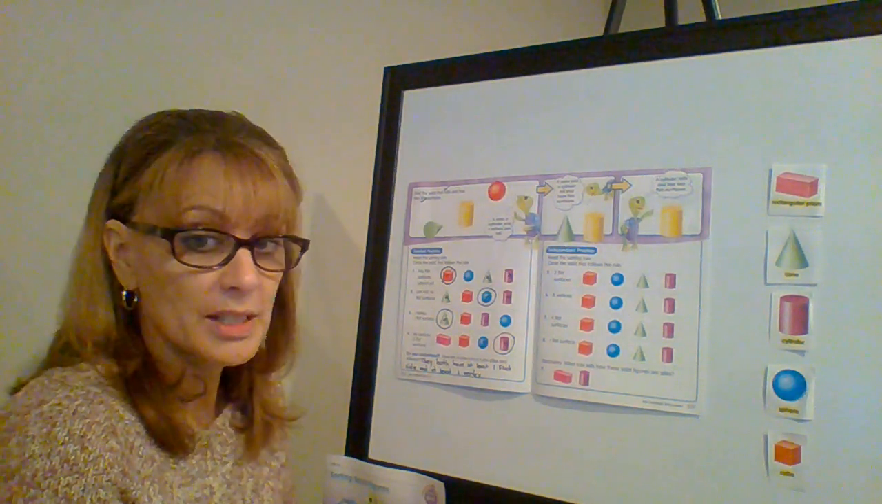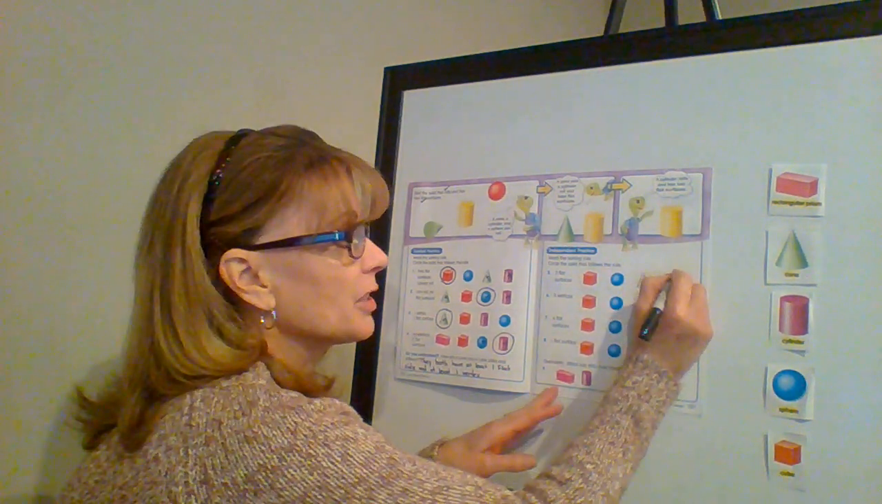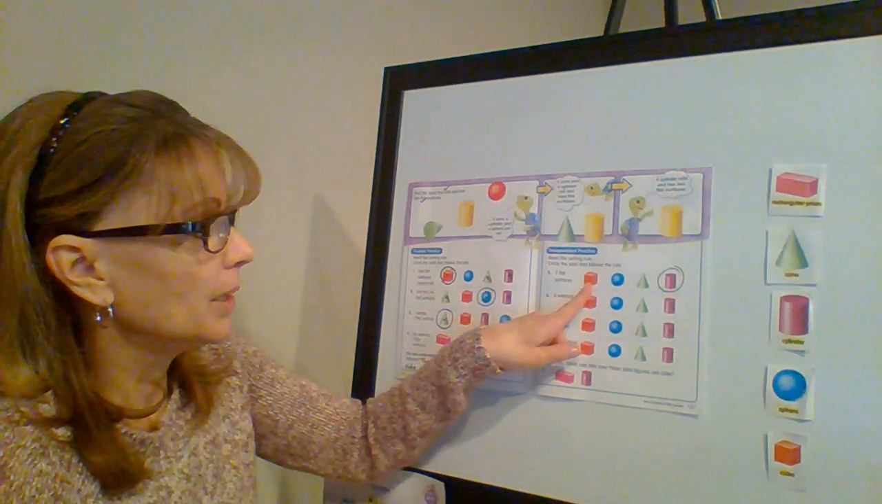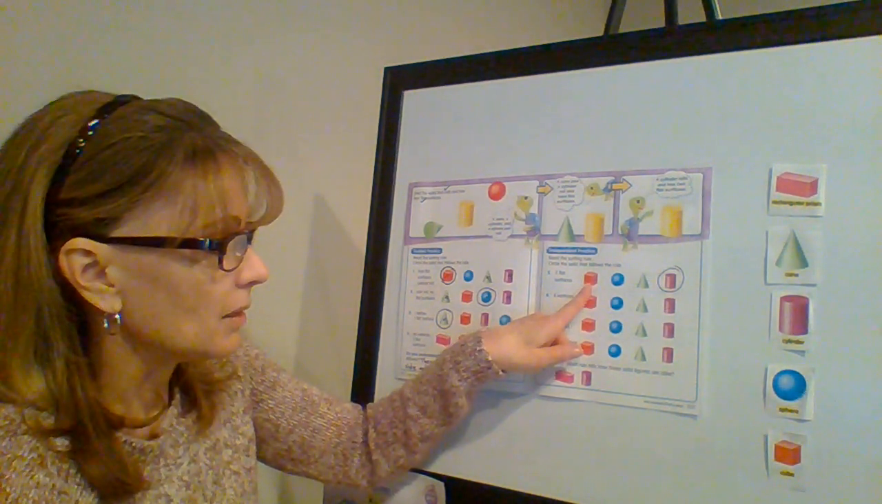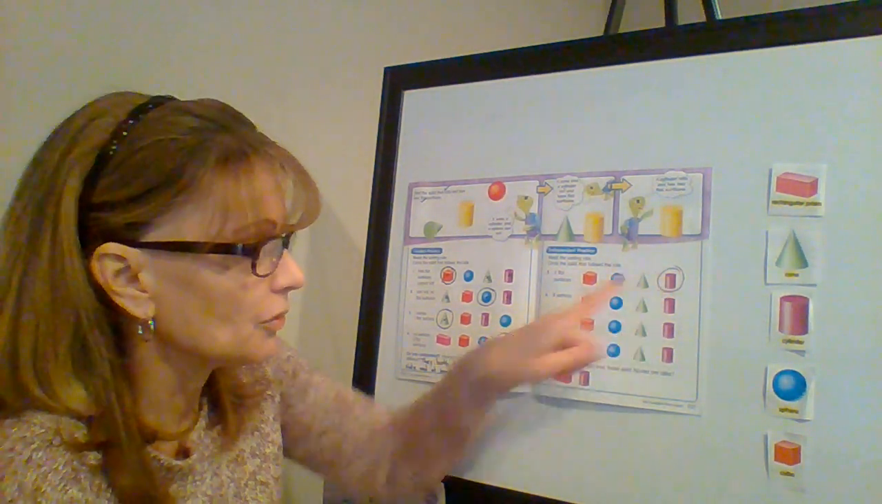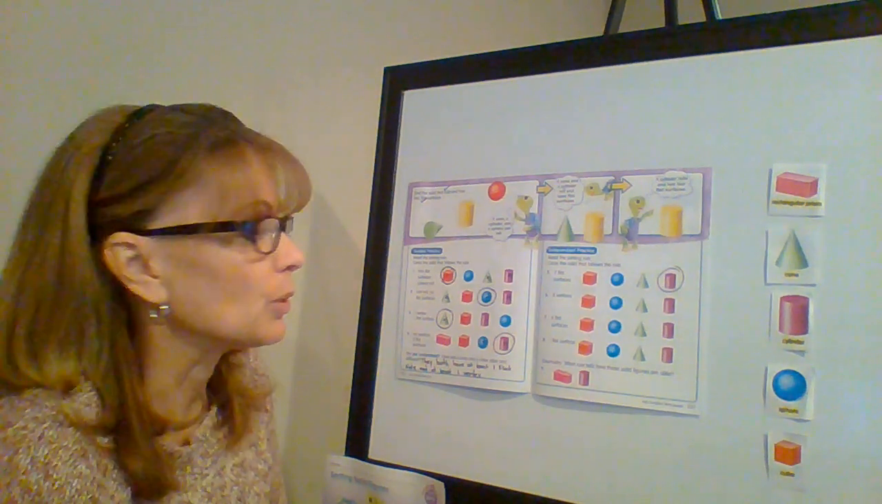Okay, so which one did you circle? Did you circle the cylinder? Because the cube has 6 flat surfaces. 0 flat surfaces, 1 flat surface, 2 flat surfaces. That one follows the rule.